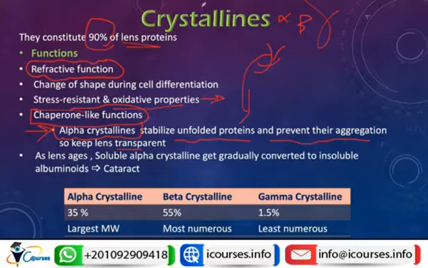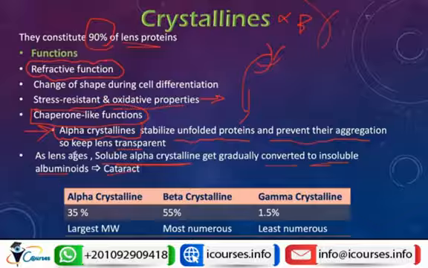So how can these crystallines change with age and take part in the formation of cataract? As the lens changes with age, the soluble alpha crystalline gets gradually converted into insoluble albuminoids, leading to cataract. So one of the major mechanisms responsible for cataract formation is that the crystallines, the water-soluble proteins, change into water-insoluble proteins, and so they form a cataract.